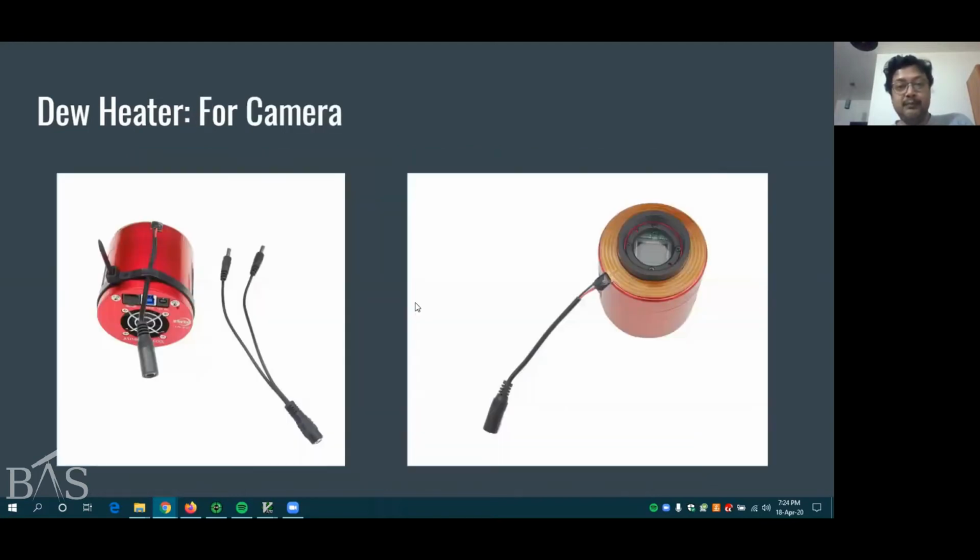You get one even for the camera. This is for the ASI. I never used it, but it's available for colder countries, in colder temperatures. Things can dew up there as well, or in very humid places.